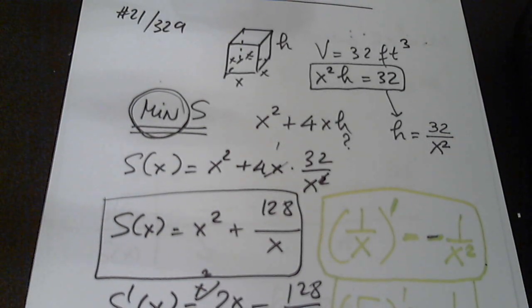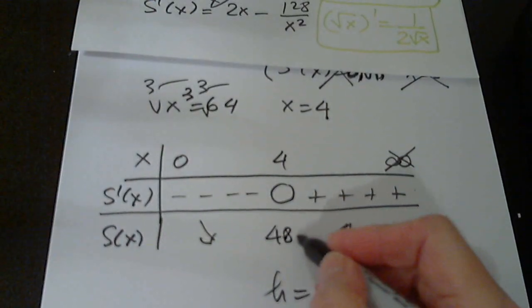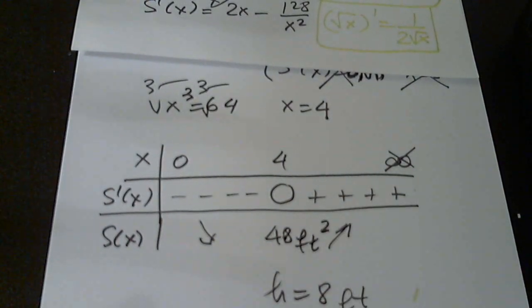So quite easy to calculate. Okay, I'm just gonna calculate it here. So 4 squared, that is 16, plus 128 divided by 4, which is 32. So the total surface area, the minimum surface area, is 48 square feet.